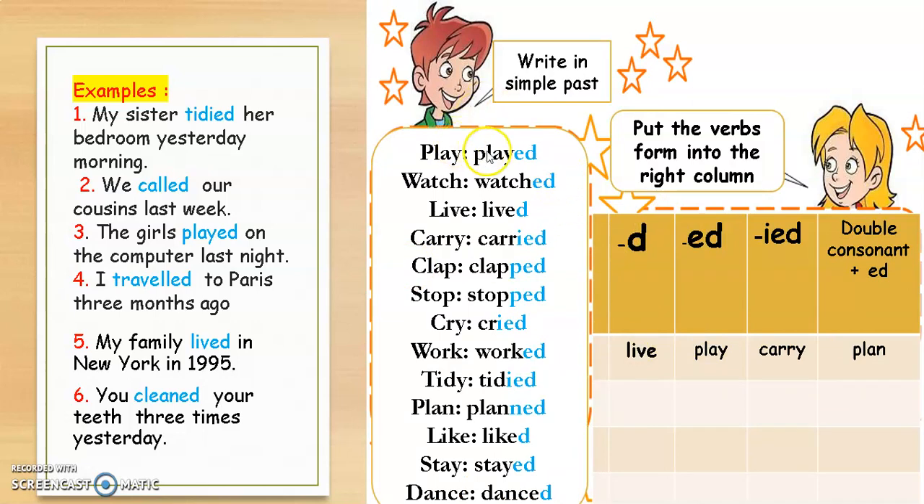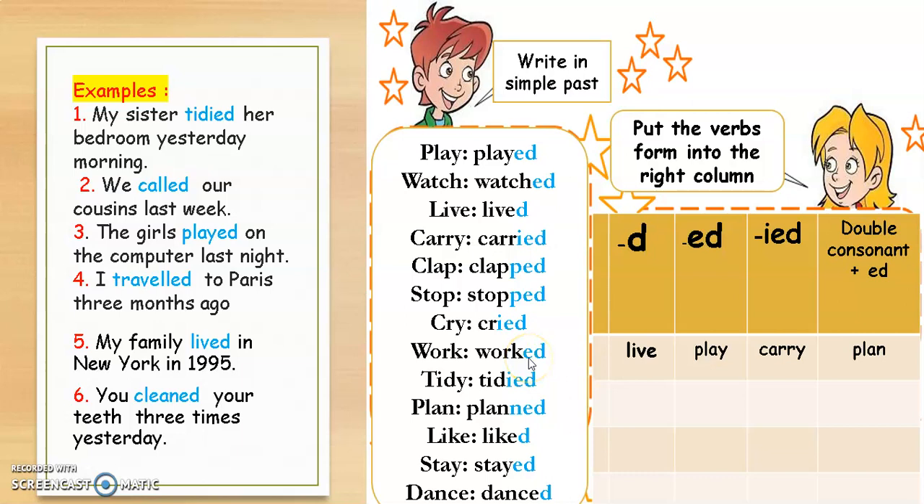There we go. Play, played. Watch, watched. Live, lived. Carry, carried. Let's see here. Carry. We have a Y, yes? So what we do is remove the Y and replace it with IED. Same thing we do in the plural forms. Live, for example. It ends with E. We cannot add another E and it becomes like double ED. No, that's incorrect, you know.